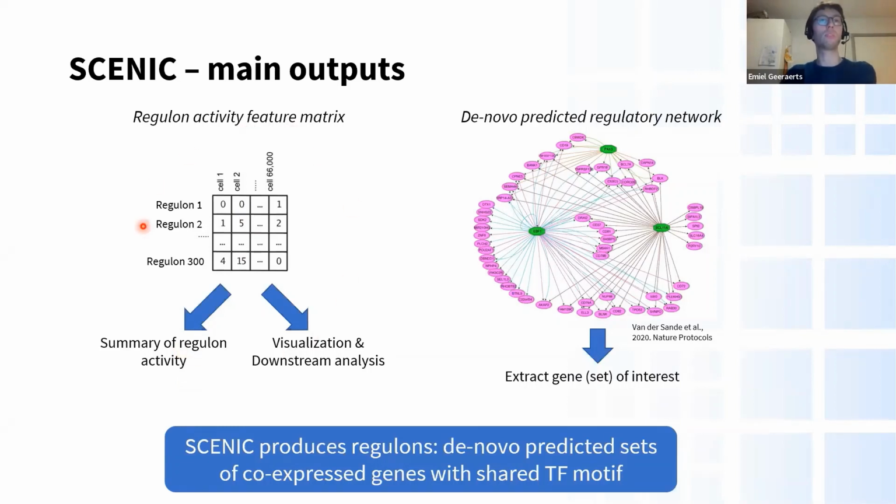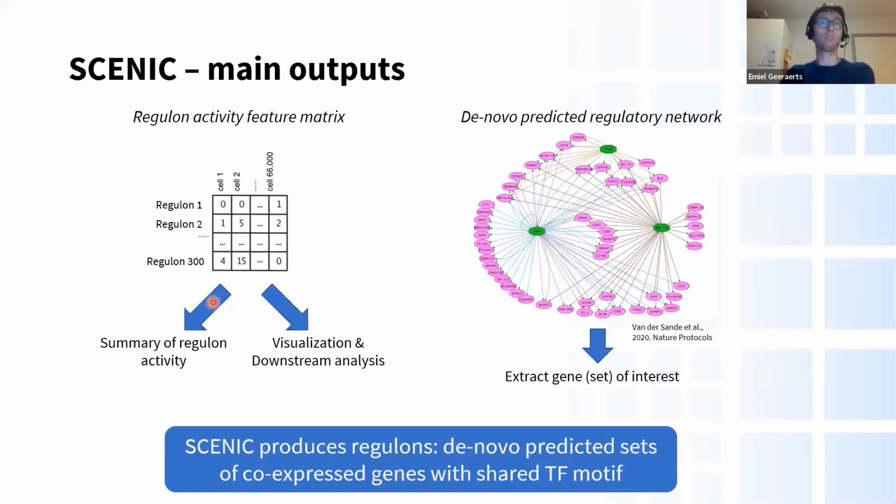Now, you may have noticed that this type of matrix is very much reminiscent of your count matrix, only it has much fewer dimensions, only a few hundred compared to your full transcriptome. So you could also use your regulon activity matrix for visualization, downstream analysis, anything you can do on a count matrix. You can also use it as dimensionality reduction.